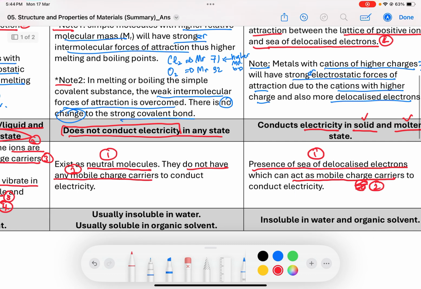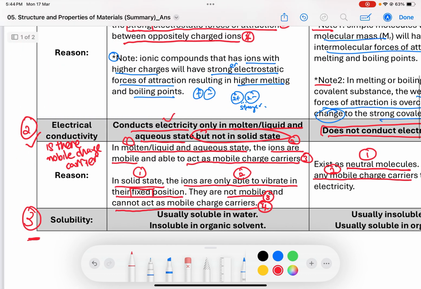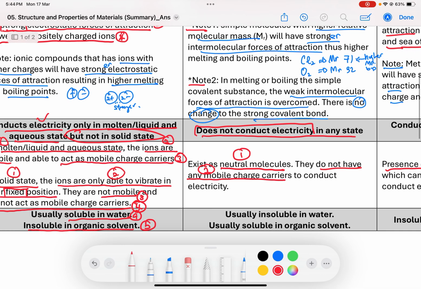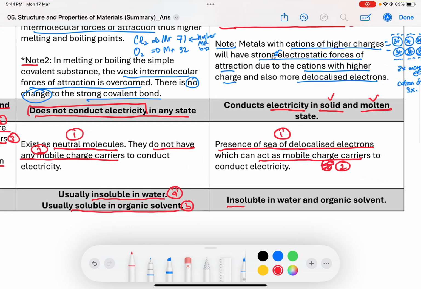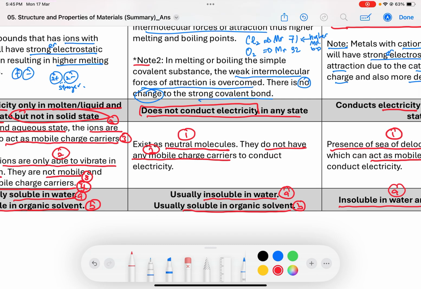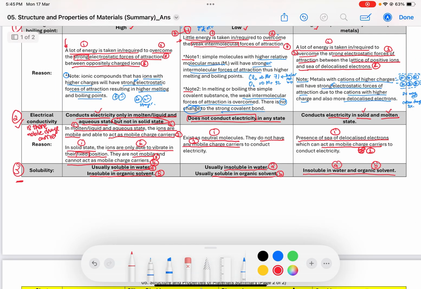The last property would be in terms of solubility. For ionic compounds, just know that they are soluble in water, but insoluble in organic solvent. For covalent substances, they are insoluble in water, but soluble in organic solvent. Then for metals, they are insoluble in both water and organic solvent. So just take note of these, okay? This is in terms of all three of them.